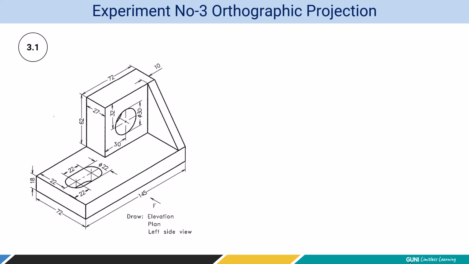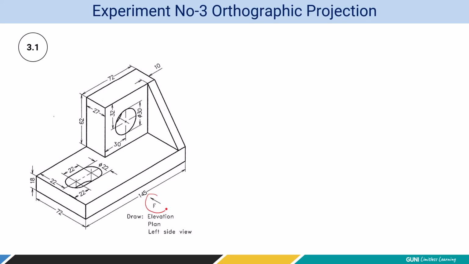In this experiment number 3, orthographic projections, the student is given a pictorial view. They have to produce the elevation, plan and left hand side view, or you can say front view, side view and top view, from the given figure. You may use either the third angle or first angle projection system, whichever is given to you. In this exercise we are going to use the first angle projection system.